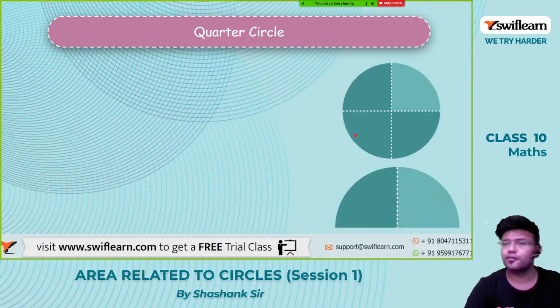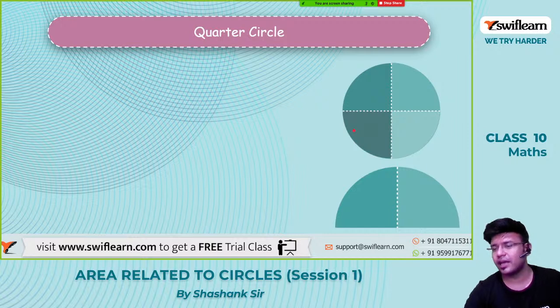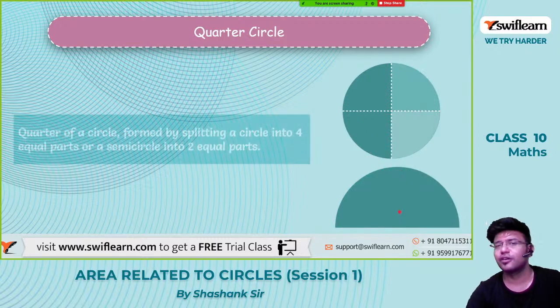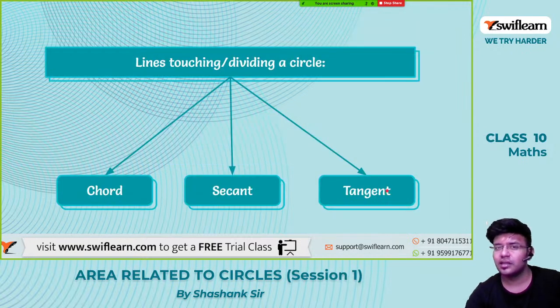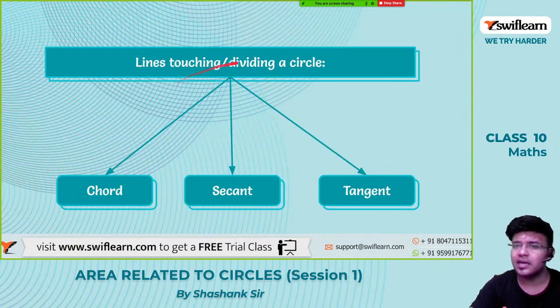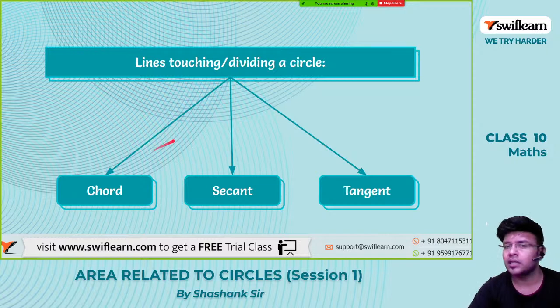What is a quarter of a circle? Quarter of a circle क्या है? Quarter means 1/4. Semicircle का half. Okay, quarter of a circle is formed by splitting a circle into 4 parts or a semicircle into 2 parts. That is quarter of a circle. Yes, the line touching and dividing a circle.